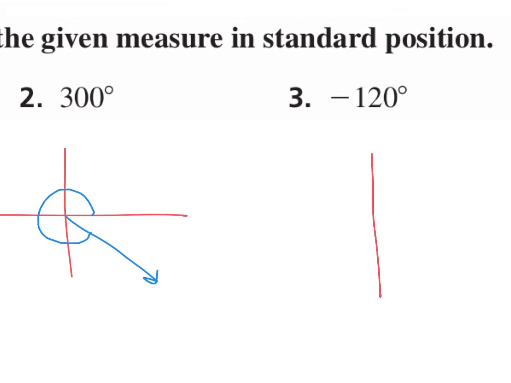Number 3. We have negative 120. So where would this angle be? Bottom left. So we go down because it's negative. Down to the bottom of the y-axis would be negative 90. So we have to keep going another 30 degrees here. So it'd be about there.